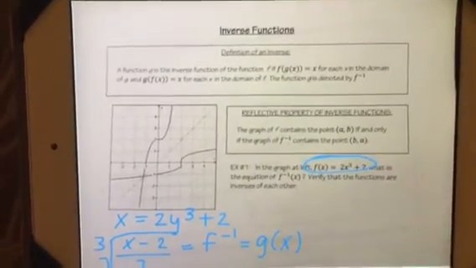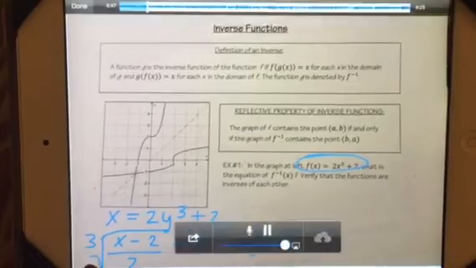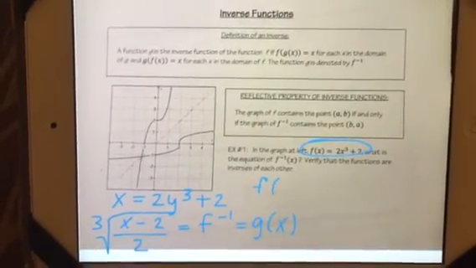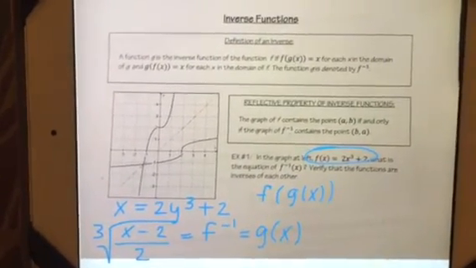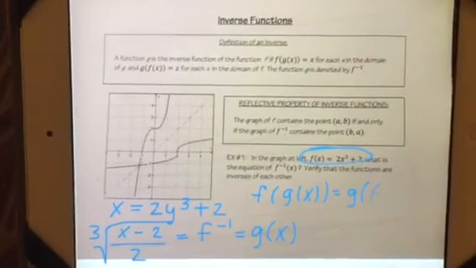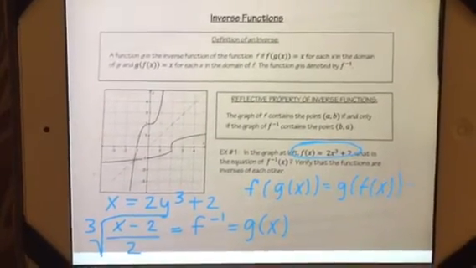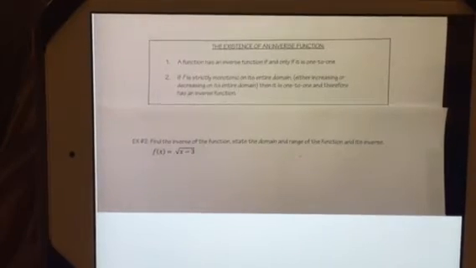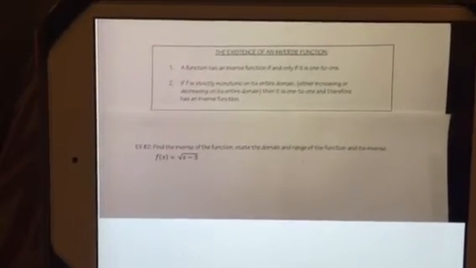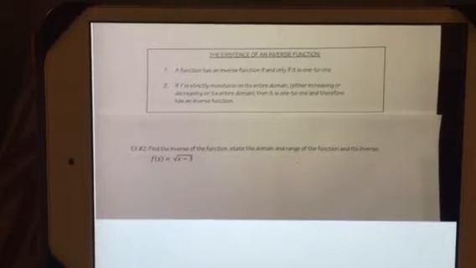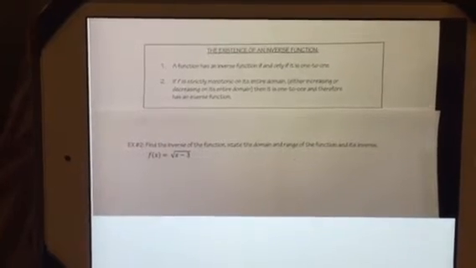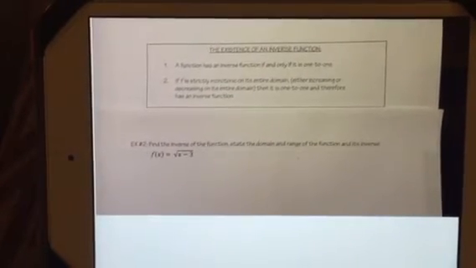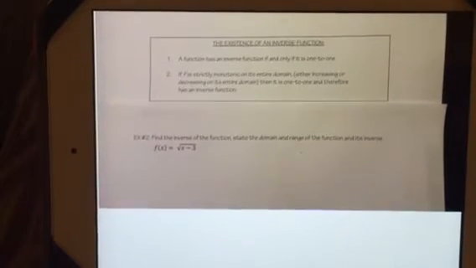Now to verify that they are inverses of each other, you would do function composition, so f of g of x and g of f of x, and you would have to make sure that each is equal to x. So now the existence of an inverse function is that it needs to be a one-to-one function, meaning it passes the horizontal line test, and it needs to be strictly monotonic on its entire domain, meaning it's increasing everywhere or it's decreasing everywhere on its domain.